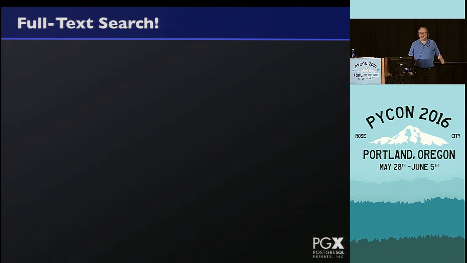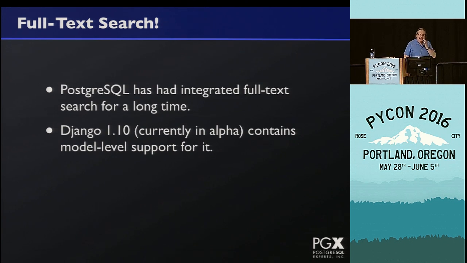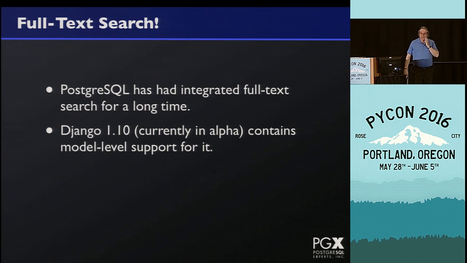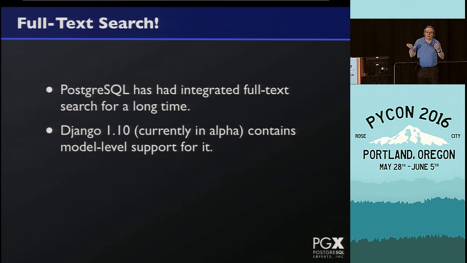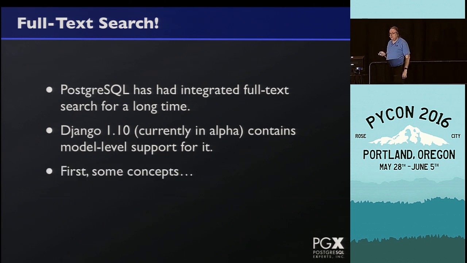Django 1.10, which is currently in alpha, has an interface to Postgres' full text search capability that's really kind of cool. Postgres has had integrated full text search for a long time, but in Django, you had to use Haystack or something like that to integrate with it, and it was all very complicated, and people just didn't use it, which is a shame because it's very nice.